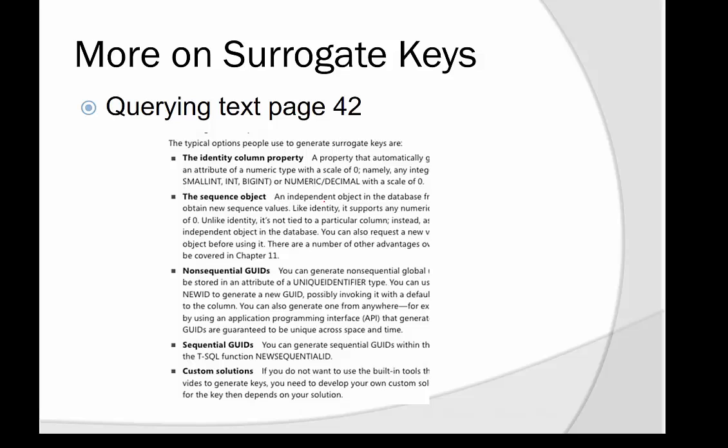Page 42 of the querying text talks a little bit more about what you want to do if you make a surrogate key. My recommendation to keep this simple when we're getting started is to use an identity column and seed it at 1, 1. If, however, you wanted the value of the ID to start at 1,000, you can seed it at 1,000, comma 1. We'll talk about that in a minute.